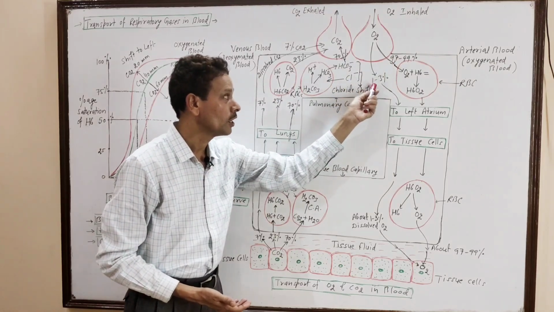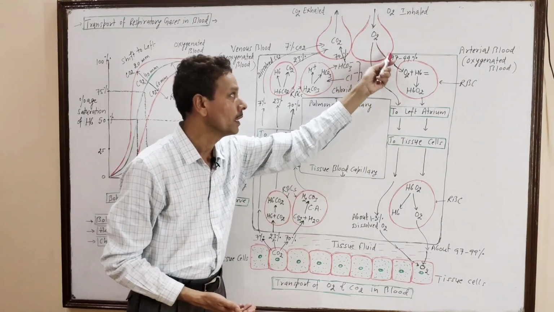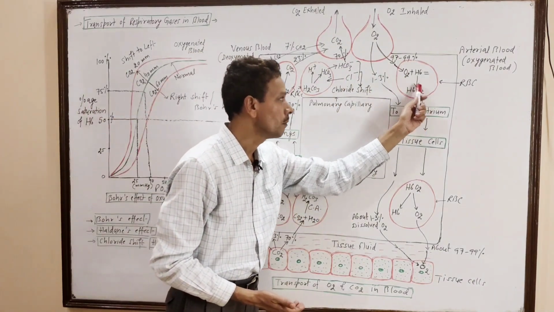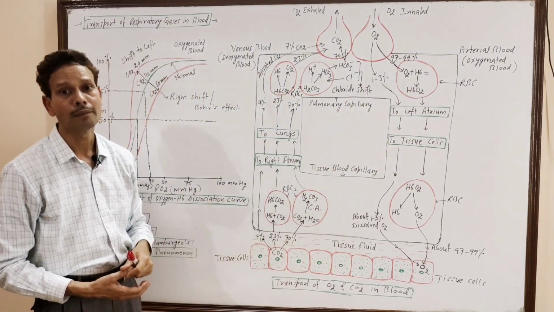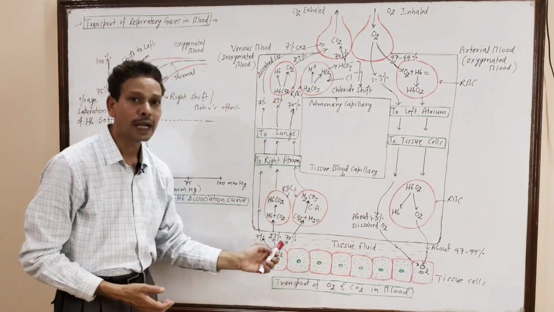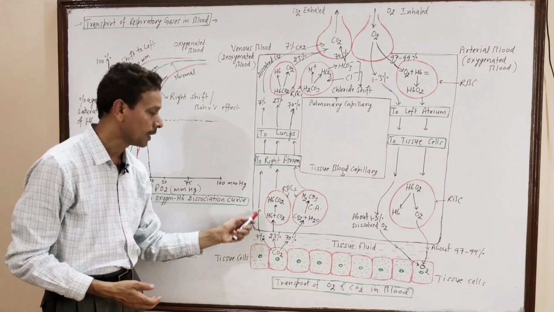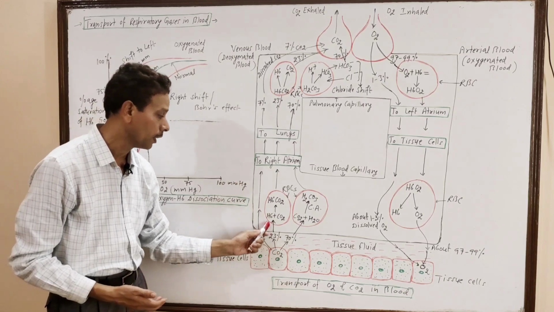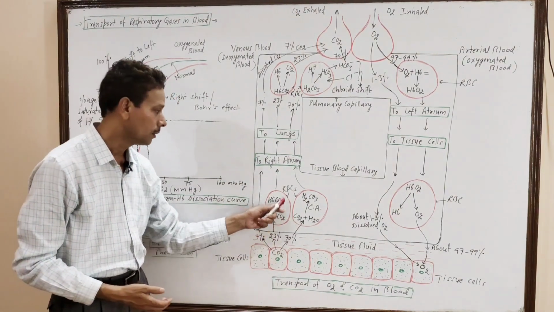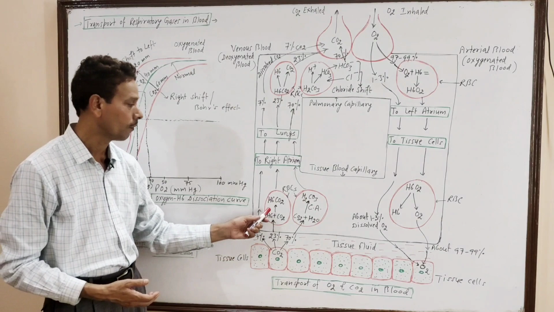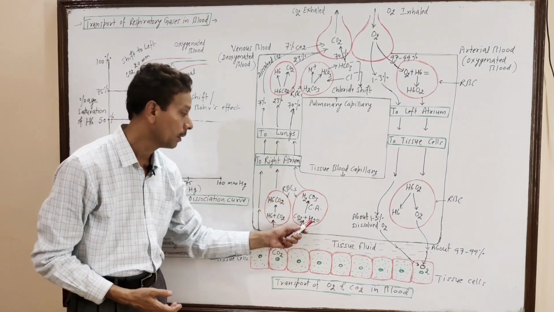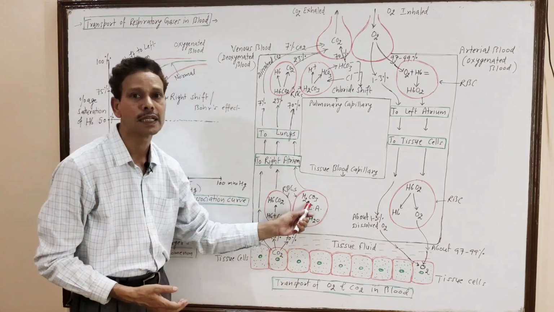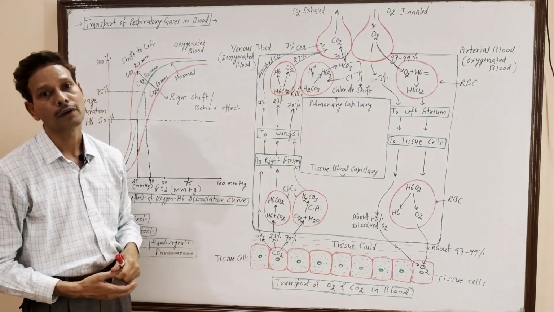Oxygen, about 3%, is carried in blood plasma, and the remaining 97% of oxygen is carried in RBCs in oxyhemoglobin form. Transport of CO2 occurs in three ways. About 7% gets dissolved in blood plasma, that is, 7% in solution form. The remaining 23% of CO2 interacts with hemoglobin to form carbaminohemoglobin, and maximum transport of CO2, about 70%, occurs in bicarbonate ions form.